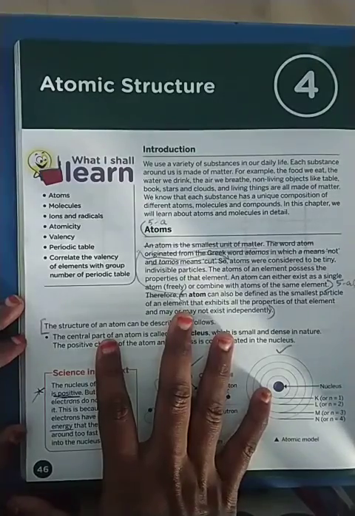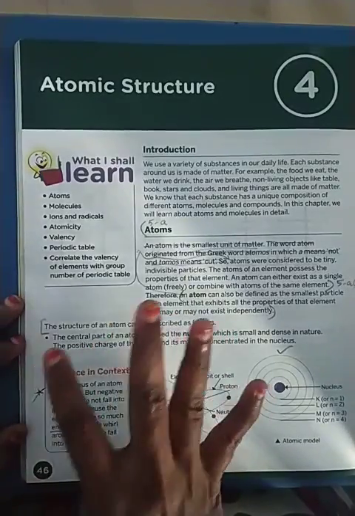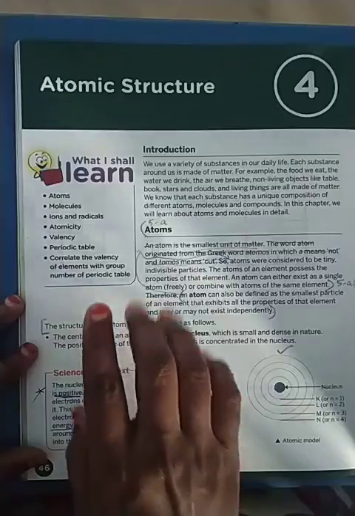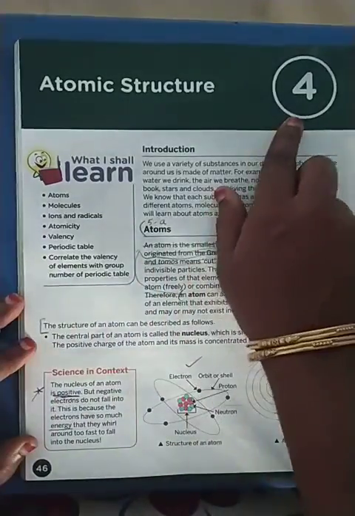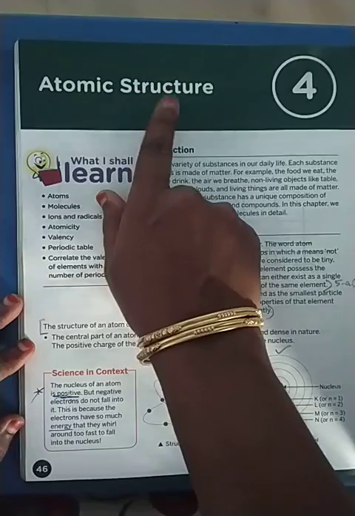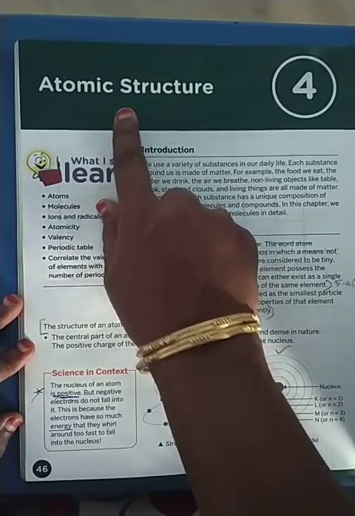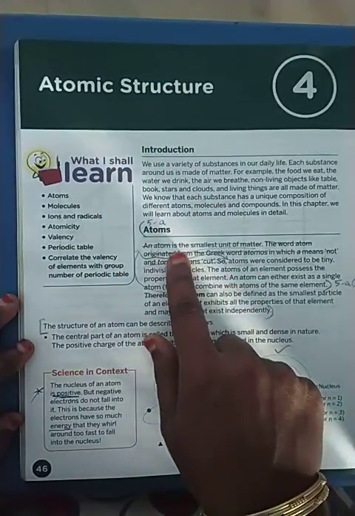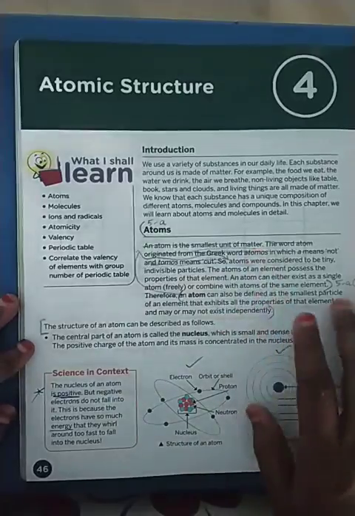Okay. So for this exam we will be having lessons 4 and 5. First, the fourth lesson is about our atomic structure. Here we are going to learn the structure of the atom. So first we should know what is an atom. An atom is the smallest unit of matter.